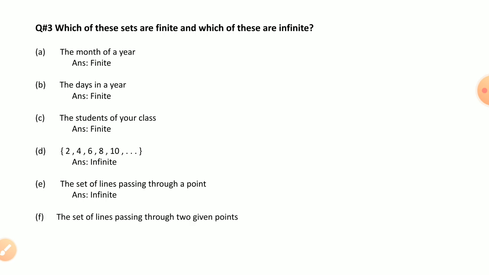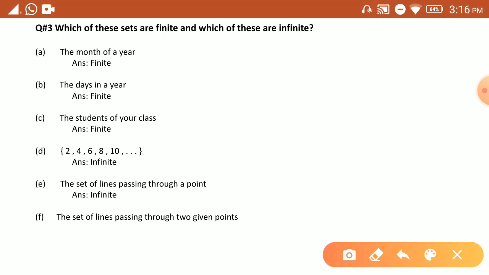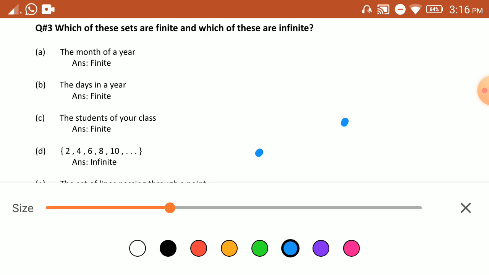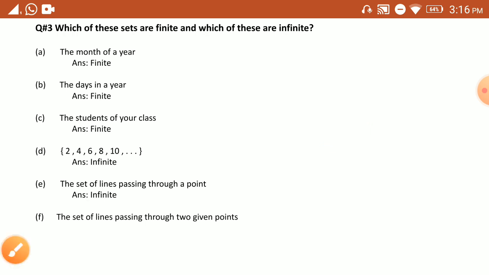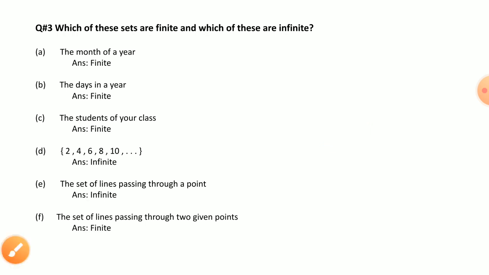Next, we have the set of lines passing through two given points. Now we have 2 points, first and second, and we are taking the lines which can pass through these 2 points. Let us draw the lines. Only one single line can be drawn that passes through these 2 points. It means we will have just one single line in our set, so our set will be a finite set.